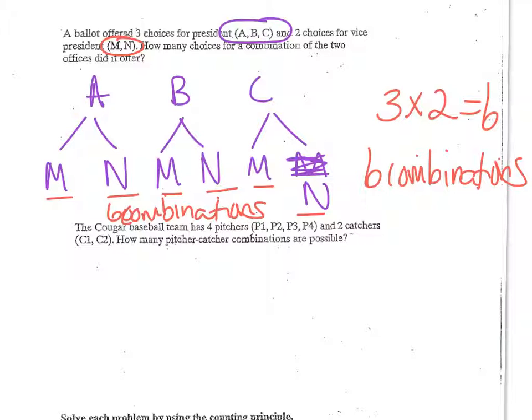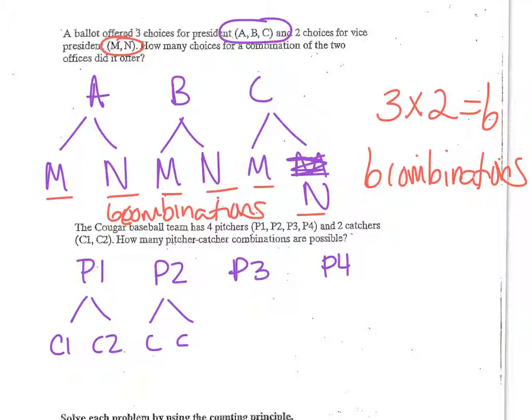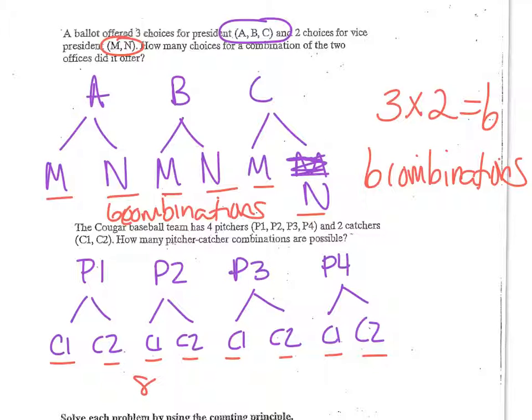Okay, so let's look at another example. The Cougar baseball team has 4 pitchers, pitcher 1, 2, 3, and 4, and 2 catchers, catcher 1 and catcher 2. How many pitcher-catcher combinations are possible? Well, with our old strategy, we would draw a tree diagram. So we'd have P1, P2, P3, and P4. And then we'd have 2 catcher options each, catcher 1 and catcher 2. And you'd count up: 1, 2, 3, 4, 5, 6, 7, 8 combinations.